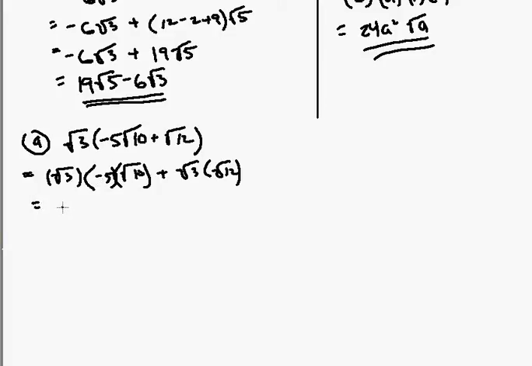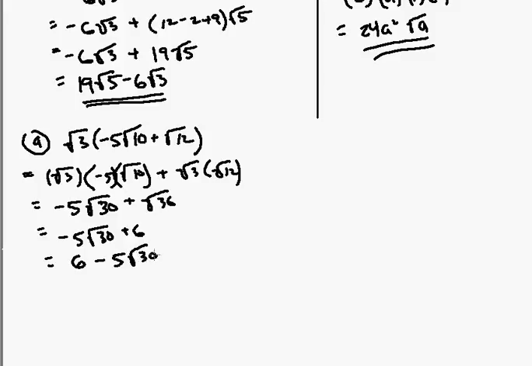So this is equal to negative 5 square root of 30 plus square root of 36, which is equal to negative 5 square root of 30 plus 6. Final answer, 6 minus 5 square root of 30. That's number 9.